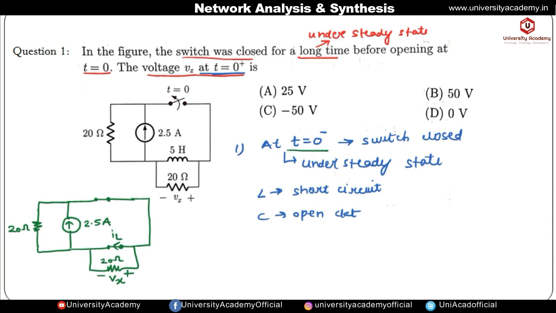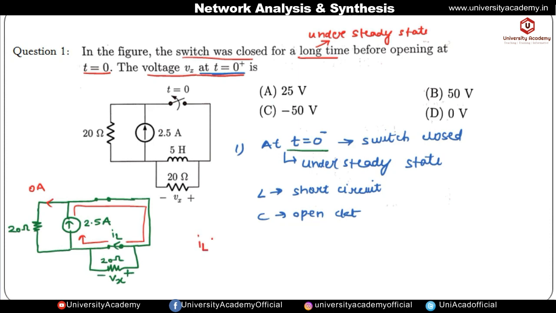Okay, so now this current source is 2.5 ampere. This path is offering a low resistance path because it is short circuited. So this 2.5 ampere current will flow in this path. Okay, because it is short circuited, no current will flow through this path, because this path is offering low resistance. And current always follows the low resistance path.